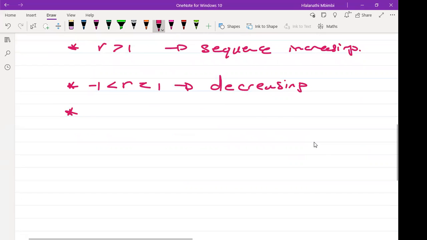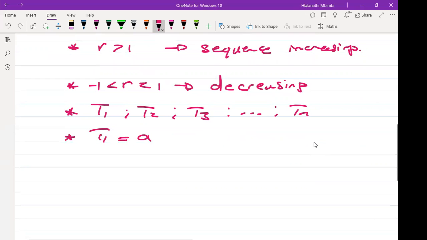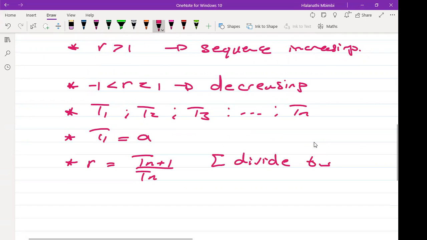Then note that your sequence can be written as T1, T2, T3, and so on, up to Tn. And I've said this before, and I'm going to repeat it. Note that your T1 is equal to a, and note that your ratio is given by Tn plus 1 divided by Tn. What does that mean? It basically means you divide two consecutive terms.